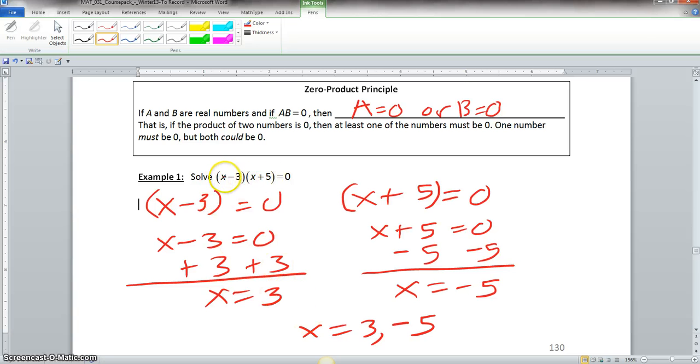So we add 3 for x here. 3 minus 3 is 0. 3 plus 5 is 8. 0 times 8 is 0. Or if we put in negative 5 for x, negative 5 minus 3 is a negative 8, and negative 5 plus 5 is 0. Negative 8 times 0 is 0. So it works.